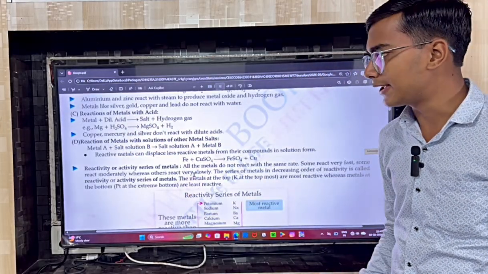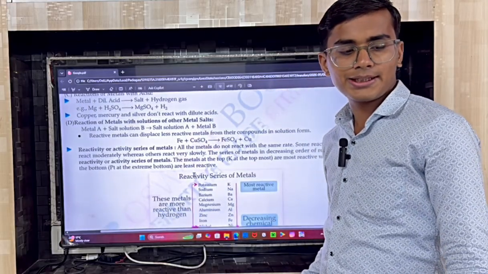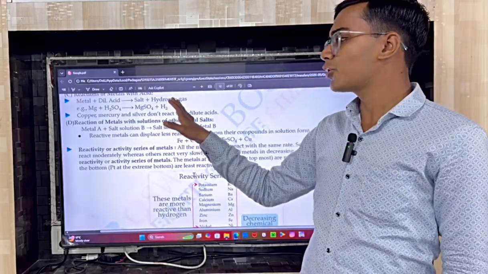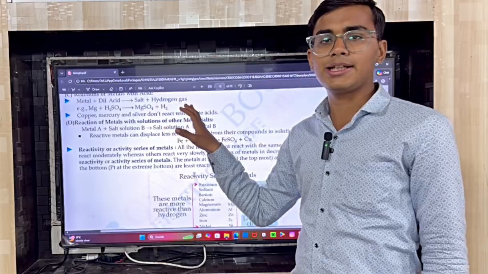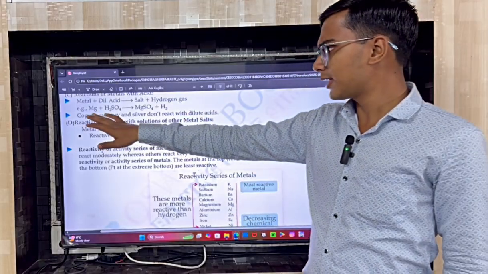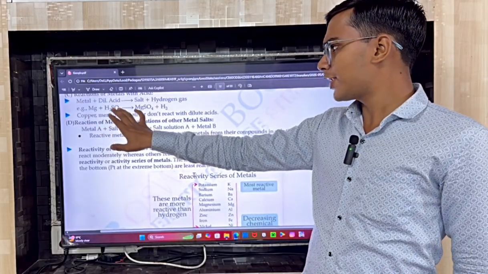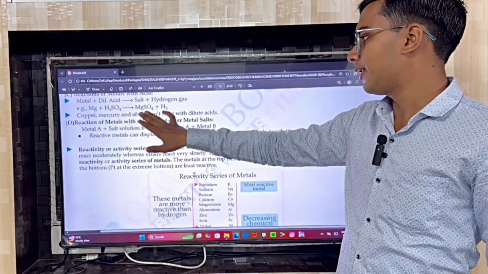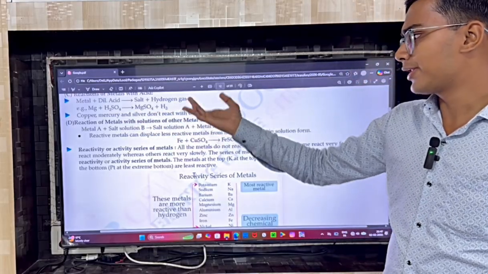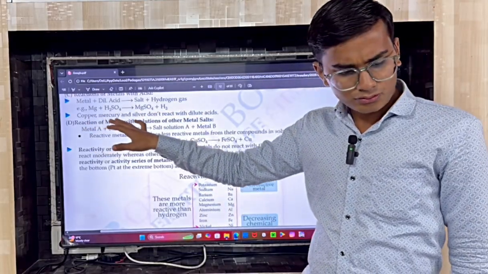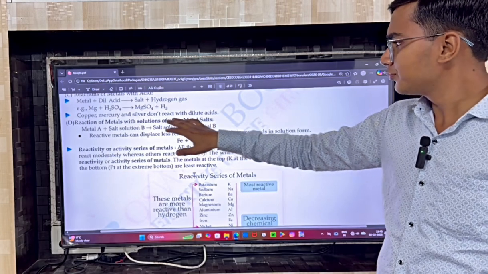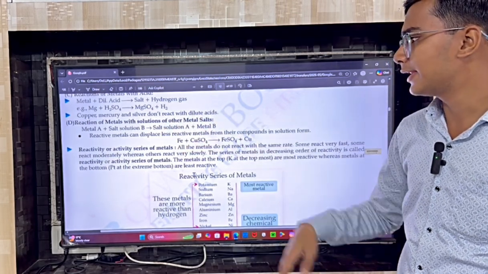Reaction of metal with acid. When metals react with acid or dilute acid, they form salt along with the release of hydrogen gas. For example, magnesium reacts with H2SO4 acid to form MgSO4 with the release of hydrogen gas. Copper, mercury and silver do not react with dilute acid.